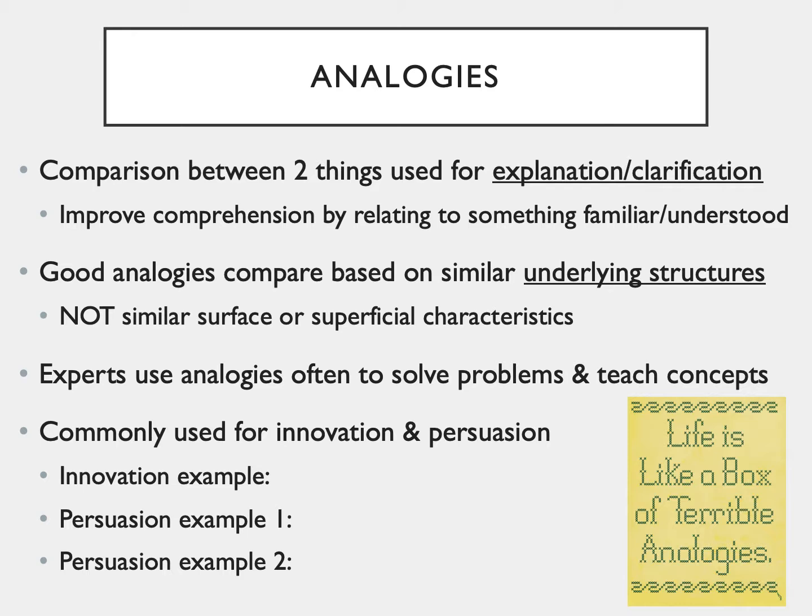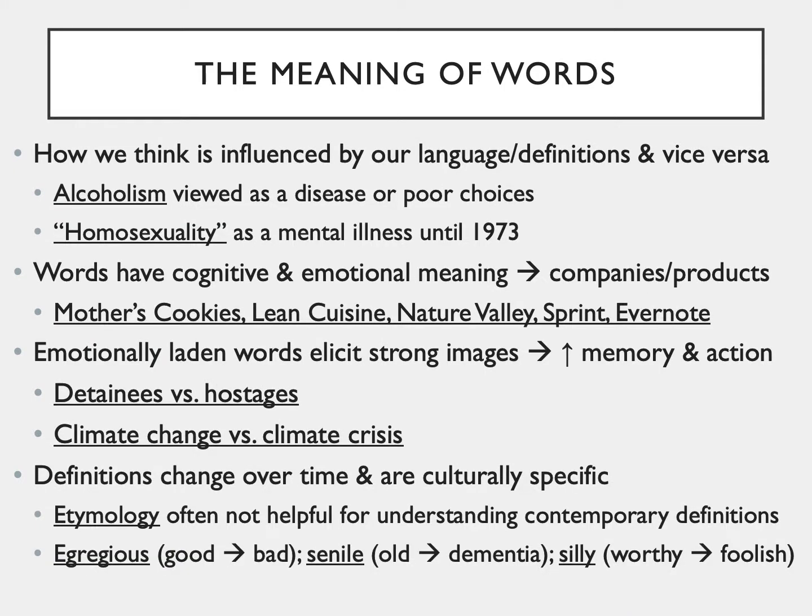So we've established by now that words have powerful meaning and that those meanings influence how we think, and vice versa. How we think is influenced by our language. For example, alcoholism could be viewed as a disease or as a series of poor choices. Depending on how you define and conceptualize alcoholism, your views on various policies and your interactions with individuals who may have experienced alcoholism will differ.